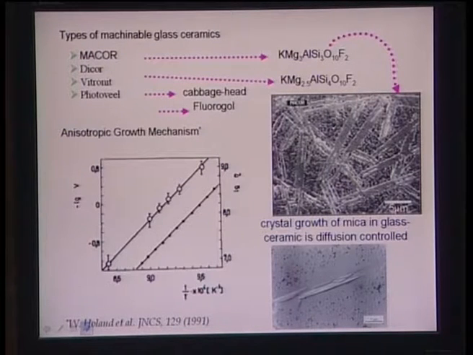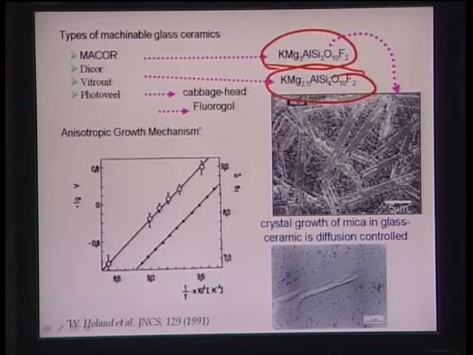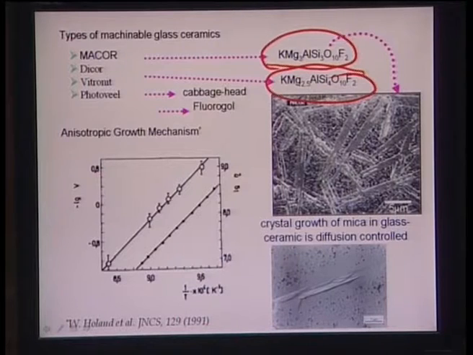One is the Macor glass ceramic, where the crystals have a typical composition KMg3AlSi3O10F2. Then you have the Dicor glass ceramics, where the crystal phase has a similar type of composition, but is slightly different: KMg2.5AlSi4O10F2. What you notice in this kind of glass ceramic is that the crystalline phase which is formed has a very complex composition, and this complex composition forms during the heat treatment process of the base glass.